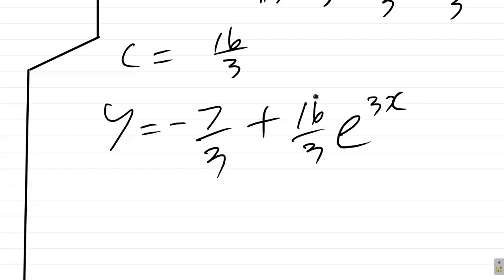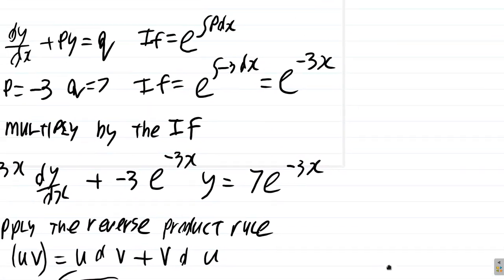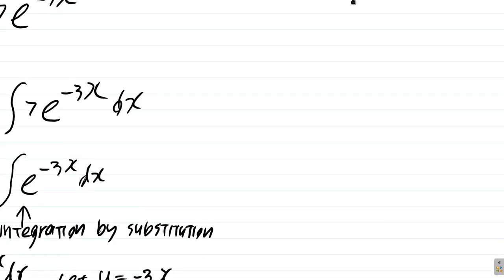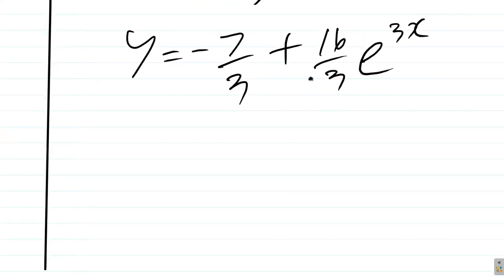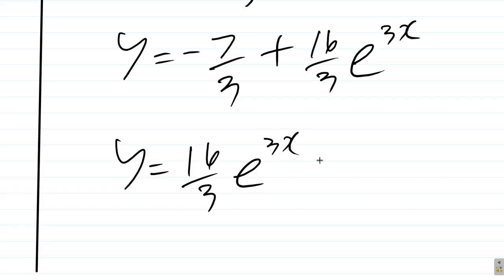Is that the answer that I gave? Negative 7 over 3 plus 16 over 3 e to the 3x. Okay, I'll put the positive part first. So you could rewrite it as y equals 16 over 3 e to the 3x minus 7 over 3. So okay, good. So that is our particular solution.